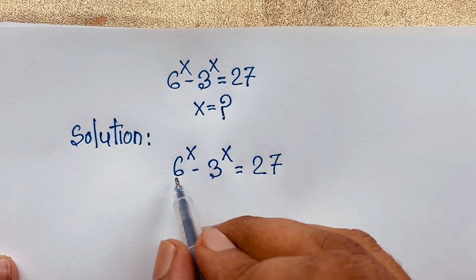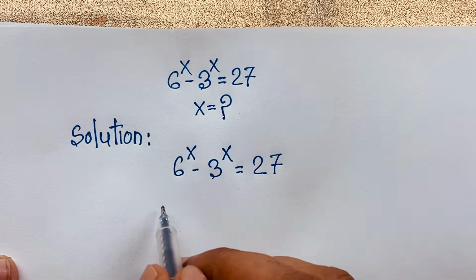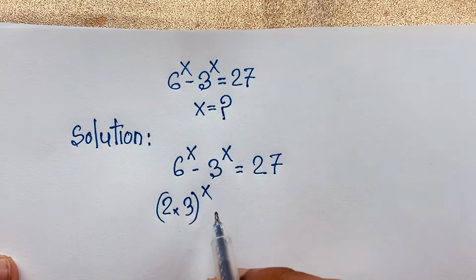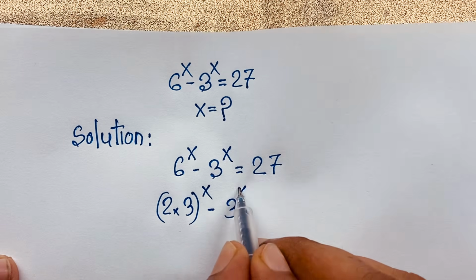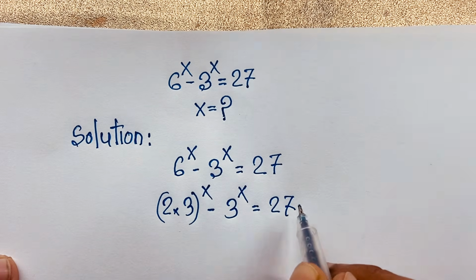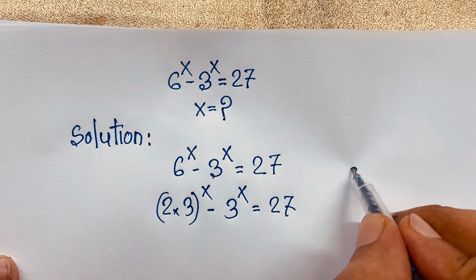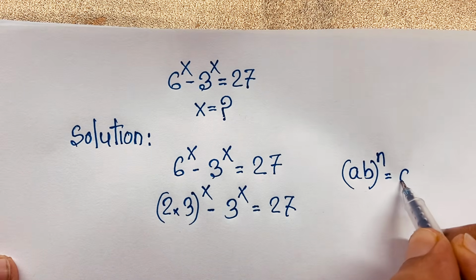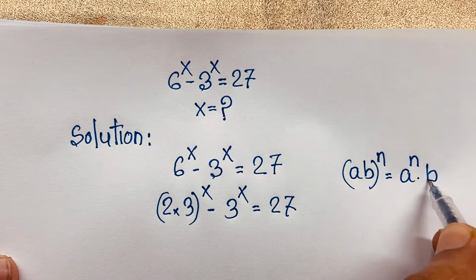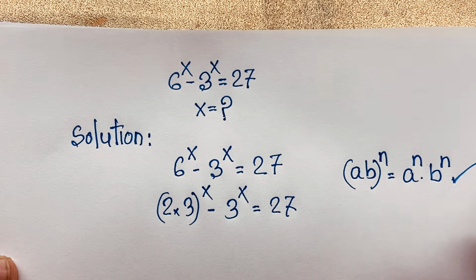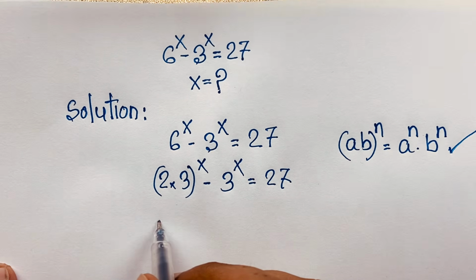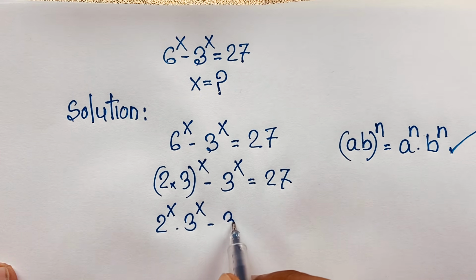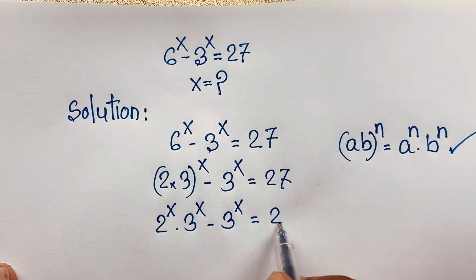Now this 6, if I evaluate this 6, it will be (2 times 3) whole to the power x minus 3 to the power x is equal to 27. Now at this moment we know that (ab) whole to the power n is a to the power n times b to the power n. If I apply this exponential math formula here, this is 2 to the power x times 3 to the power x minus 3 to the power x is equal to 27.